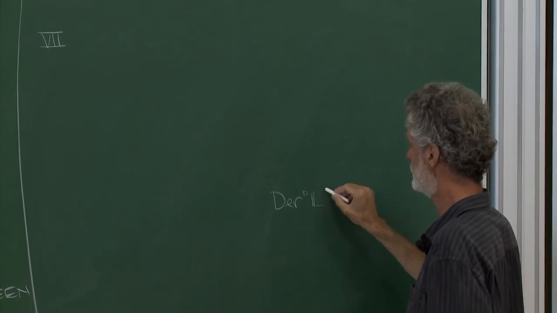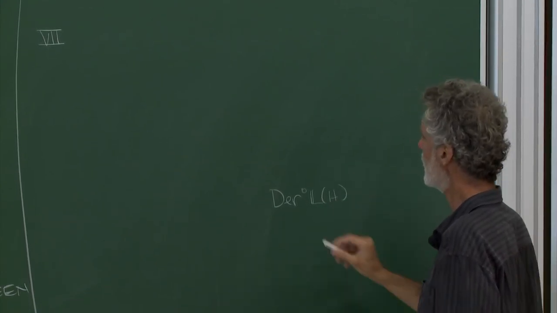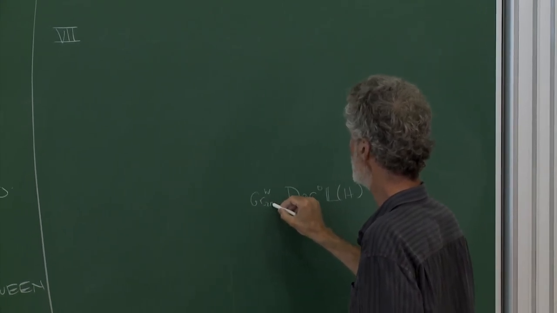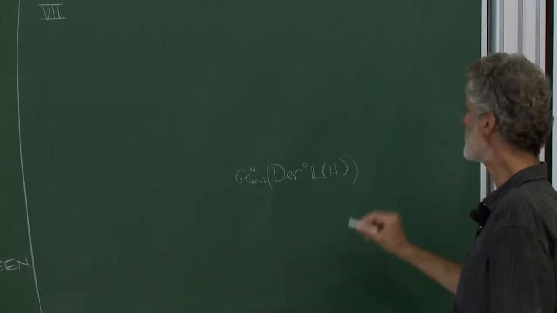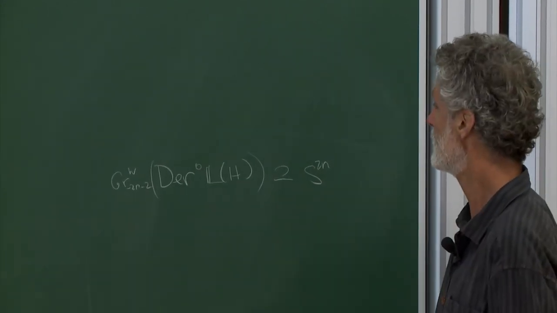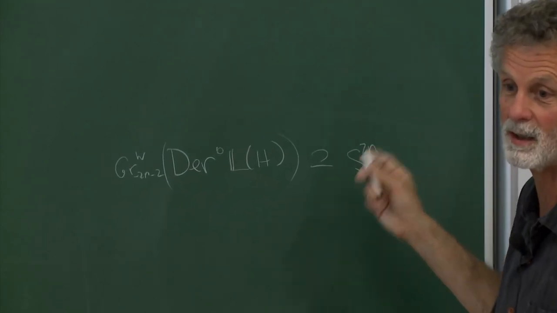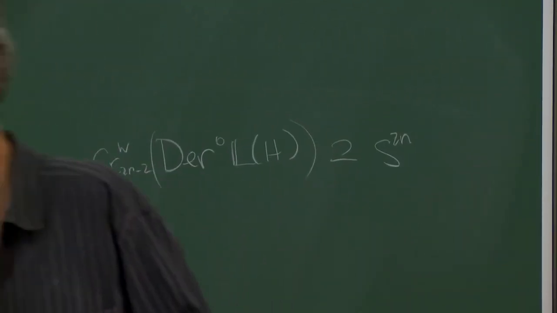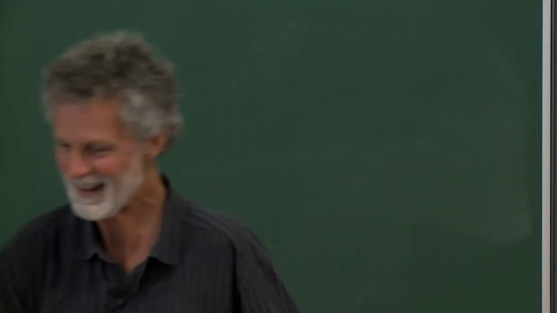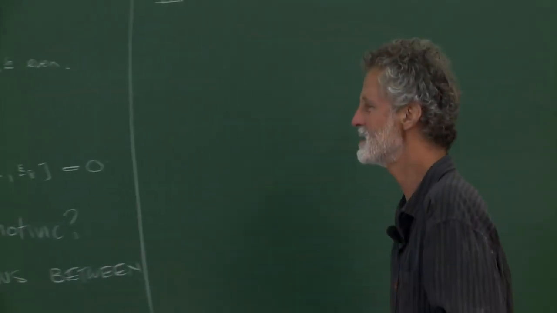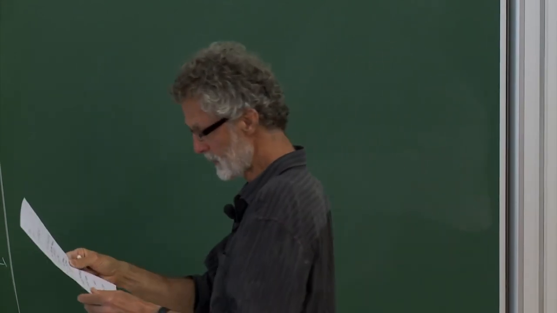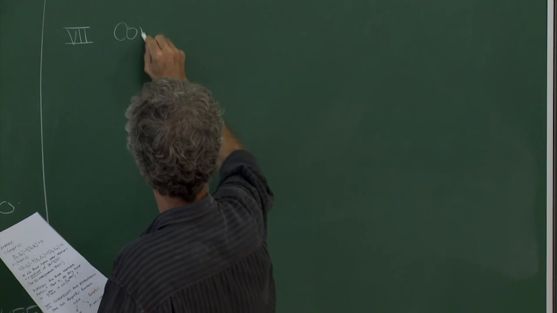If you look at DER0 LH, and you look at the graded weight minus 2n minus 2 part of this thing here, it contains a unique copy of S2n. You just take the highest weight vector. I've written this up somewhere, but it's sitting in a drawer. They're just very natural, and they come up if you had to write down these derivations. All right, so I have to talk about cohomology and extensions.